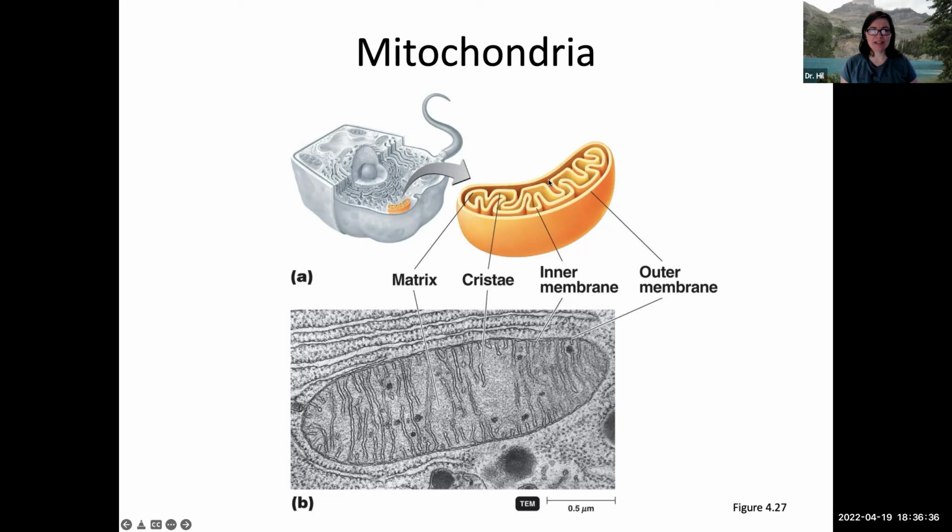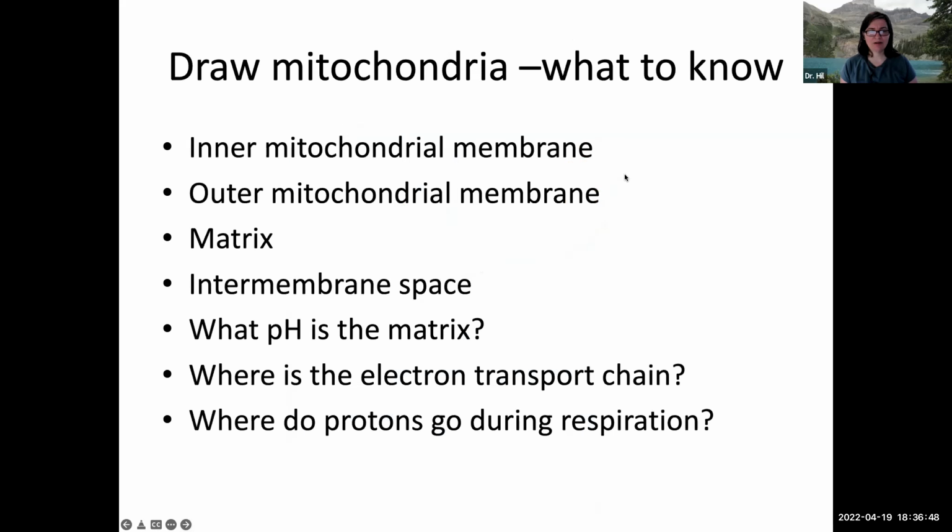And then the space in between the inner and outer membrane is also filled with a fluid, and that space has a name too. It's the intermembrane space. Okay, so what do you want to know about your mitochondrion? You want to know that it has an inner membrane and outer membrane. You want to know where the matrix is, the most interior fluid. You want to know where that intermembrane space is in between these two membranes.